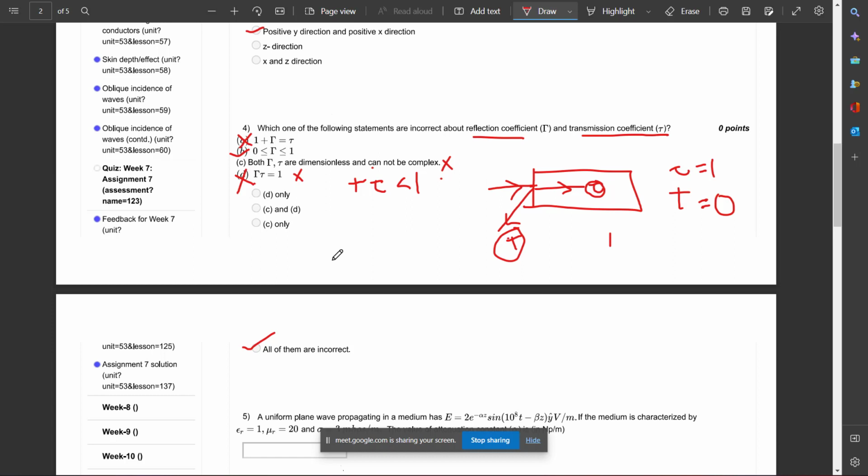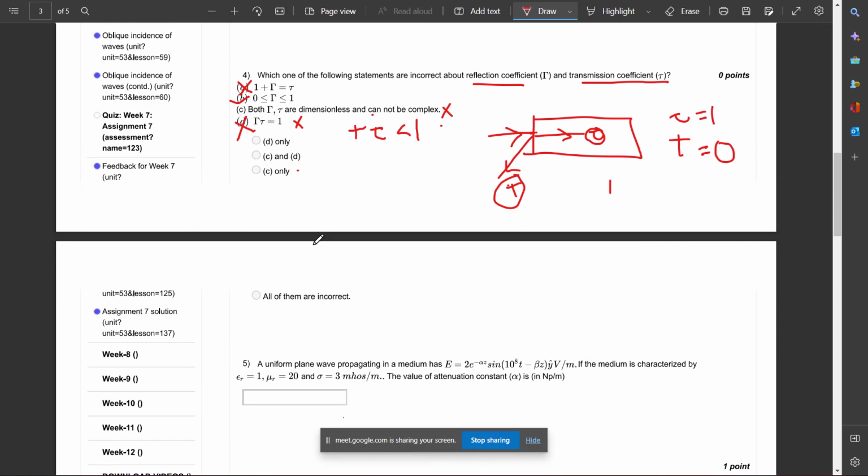Madam, B is correct, no? Yes, B is correct. That all of them are incorrect, how? Oh, yes, you are right. So none of these, basically. D only, C and D. So D is not correct, right? Oh, wait. The question here. Okay, so it's important to read the question: which of the following are incorrect about reflection coefficient? So D is incorrect. C and D is also incorrect. Okay, so which option should I put then? We will check this out again. But this is the correct thing: that A, C, and D are incorrect.